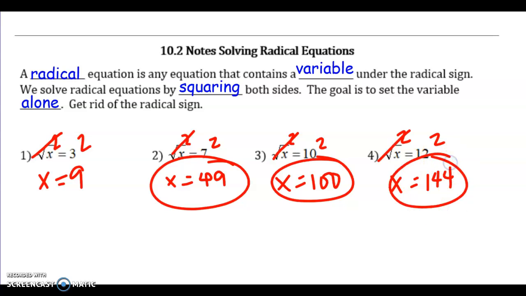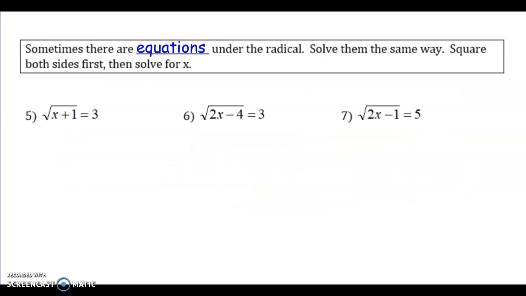Fairly simple. So now, sometimes there are equations underneath the radical. You're going to solve them the same way. We're going to square both sides first, then we're going to solve for x. We want to get rid of that square root. So again, I'm just going to square that. So I get x plus 1 is equal to 9. And then I solve for x, and I just subtract my 1 over, and I get x equals 8.